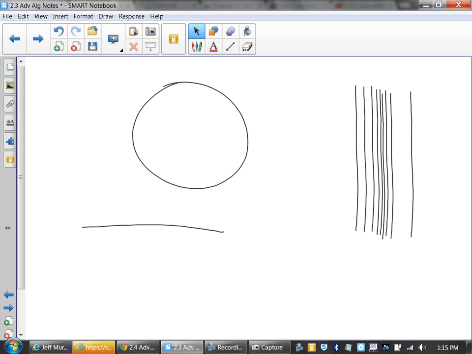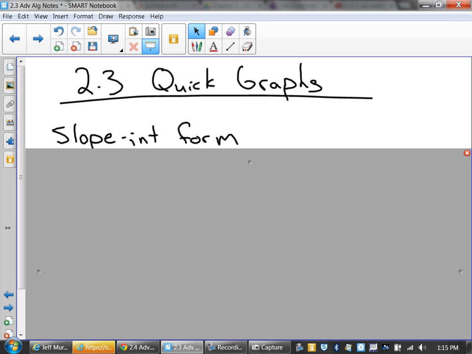All right. That's 2.1. Let's look at 2.3. Quick graphs. I know it's not the title of the section. I like to think that it is because it makes a little bit more sense.